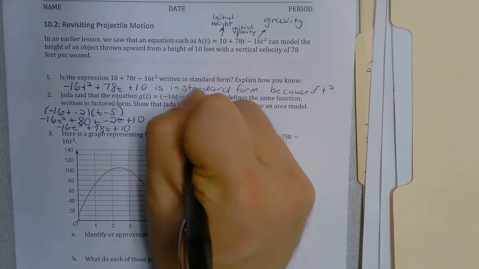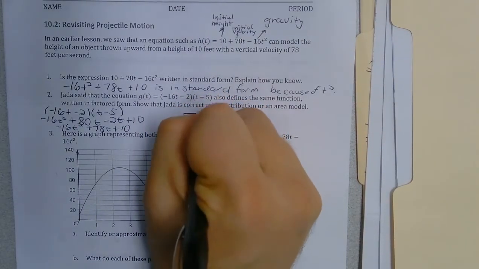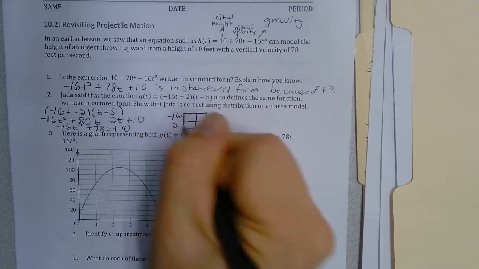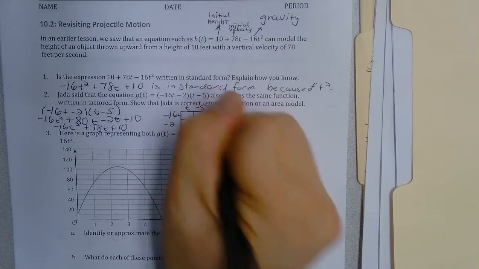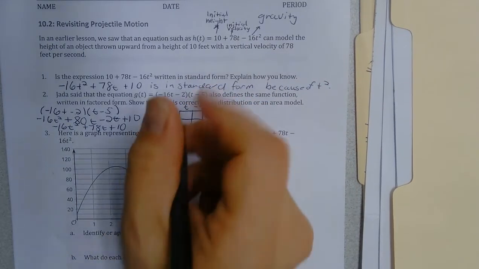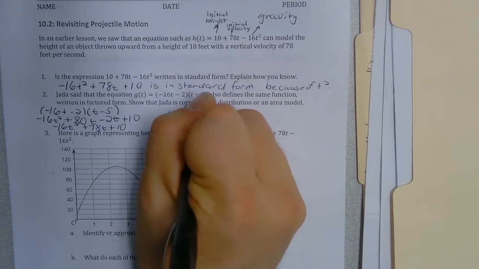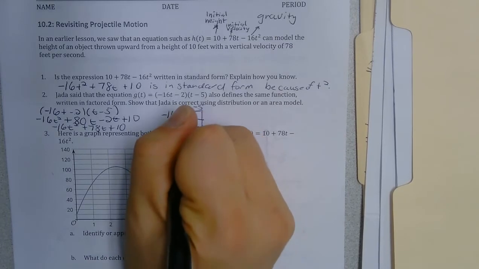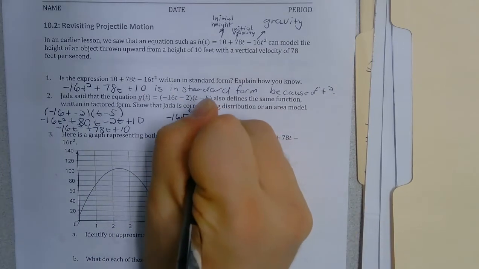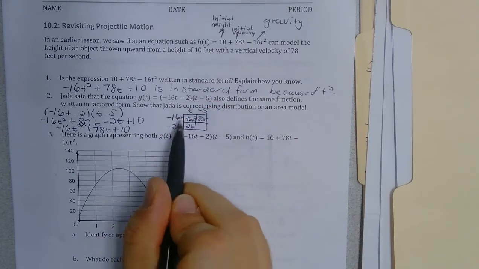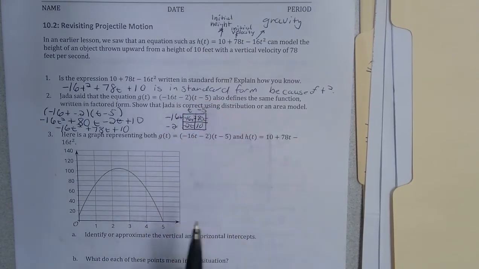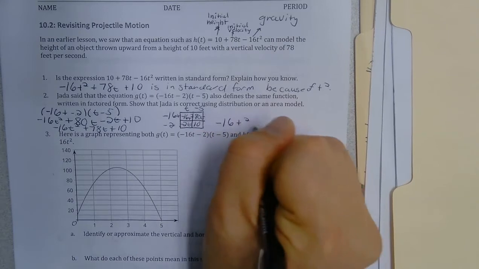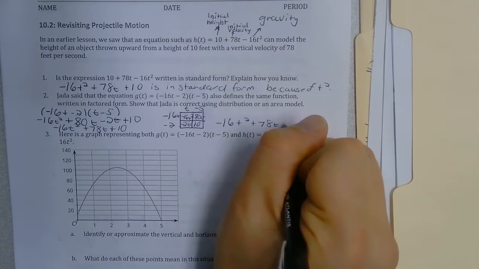So several of you like using the area model. So to model the problem with that, we have negative 16t and negative 2, and then t and negative 5. Negative 16t times t is negative 16t squared. Negative 2 times t would be minus 2t. Negative 16t times negative 5 is plus 80t. And then negative 2 times negative 5 is 10. Simplifying and collecting our terms, we get the same thing, negative 16t squared plus 78t plus 10.